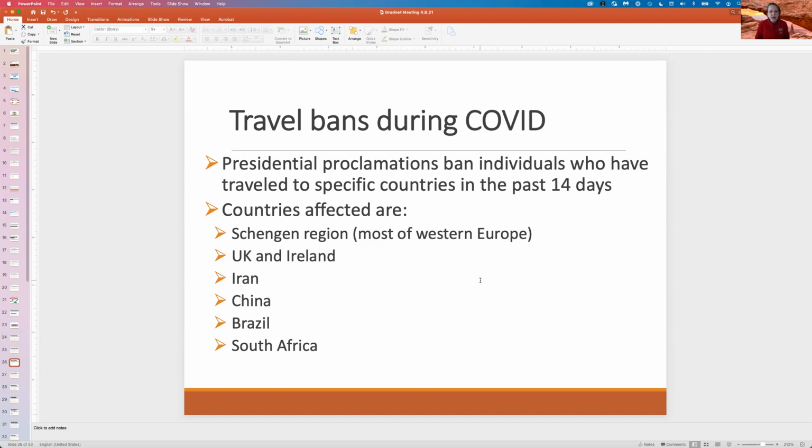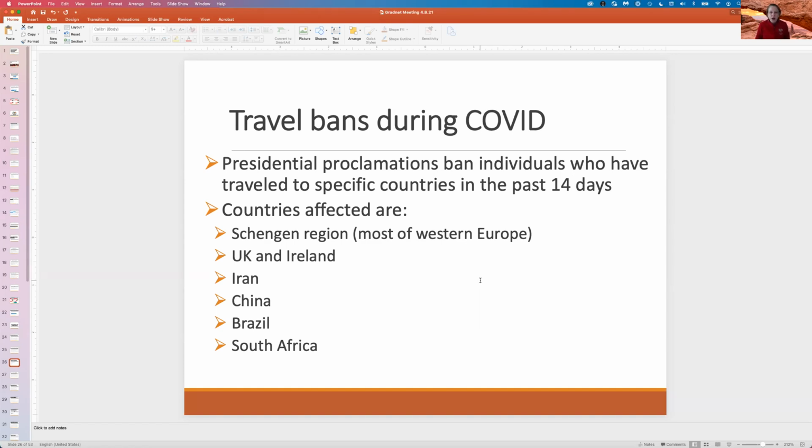So what this means is if a person has been in any of the affected countries in the last 14 days, doesn't matter if they're from there or not, they can't enter the US unless they're given special clearance. So for US citizens and residents, that's not the case. They can fly with a negative COVID test.